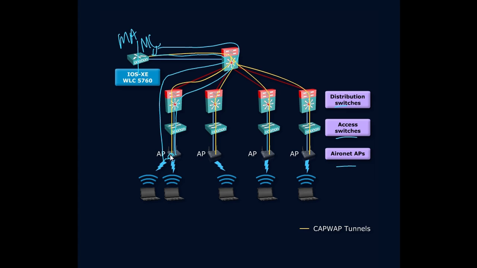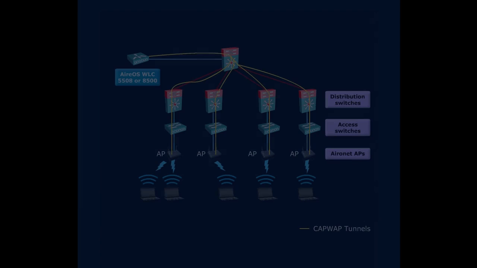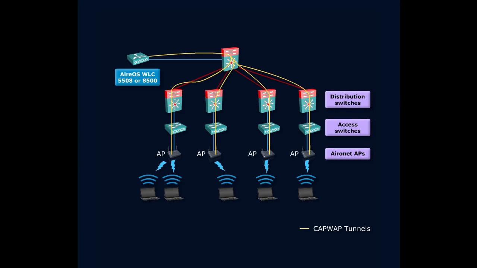Once that is configured, then we are able to understand how our traffic should traverse the network as a whole, what VLAN we belong to, all sorts of information. But those are the two things we're talking about in this lesson: the AirOS 5508 and 8500 mainly, and the wireless LAN controller 5760, or IOS XE.